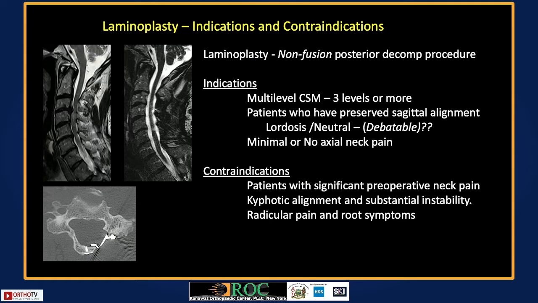So laminoplasty basically is a non-fusion posterior decompression procedure where you have the best of both worlds. You can retain the motion as well as give decompression, which is not the case where you do a fusion. As I said, the indications are more than 3 myelopathic levels. The prerequisite is that the patient should have a lordotic canal so that the cord can fall back sufficiently after a good posterior decompression, and minimal or no neck pain, because you are dealing with the posterior cervical muscles which form an important tension band.